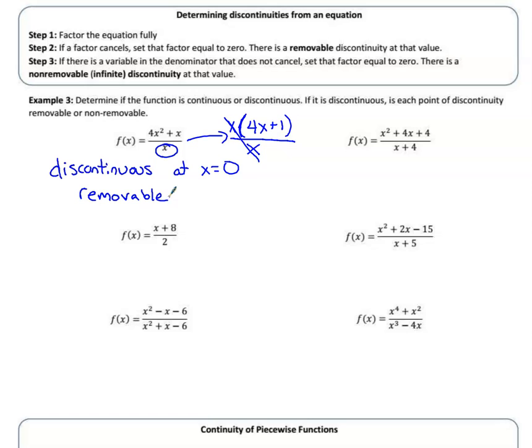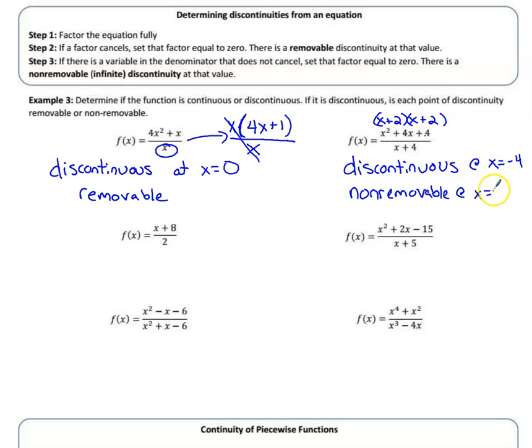On the next one, if x plus 4, can that ever equal 0? Yes, when x is negative 4, so it is discontinuous at x equals negative 4. Now, is it removable or non-removable? Well, let's factor the numerator. We look at what multiplies to give you 4 that adds to give you 4, and that's positive 2 and positive 2. Nothing cancels, so it is a non-removable discontinuity at x equals negative 4. So if you can remove it, it's removable. If you can't remove it, it's non-removable.